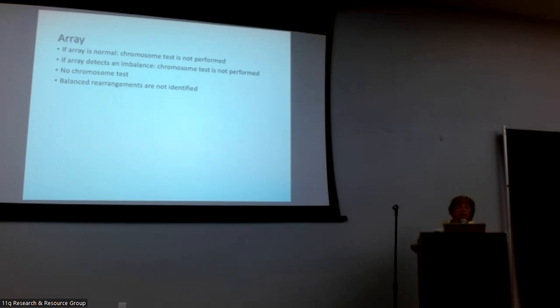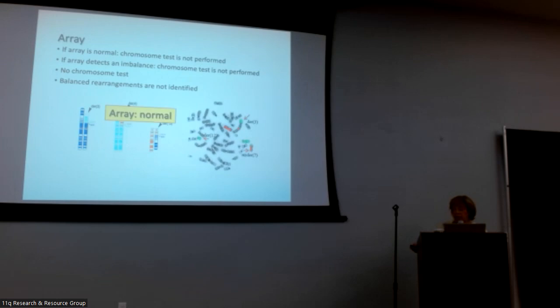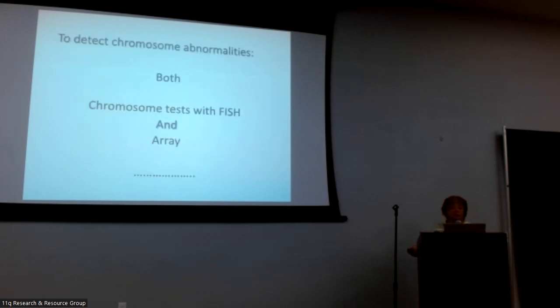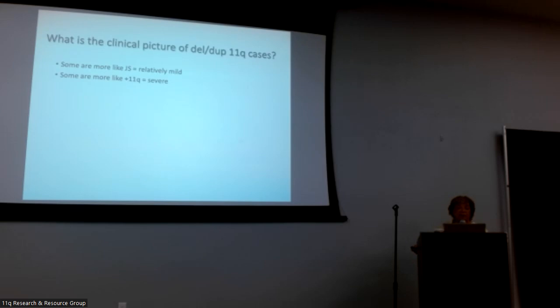If the array is normal, usually a chromosome test is not performed, and you would not identify this abnormality. So you must do both chromosome with FISH and array. What is the clinical picture in the cases where there is deletion and duplication of 11q?